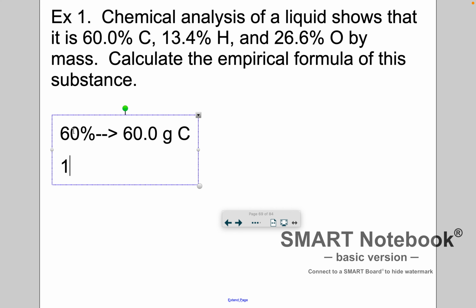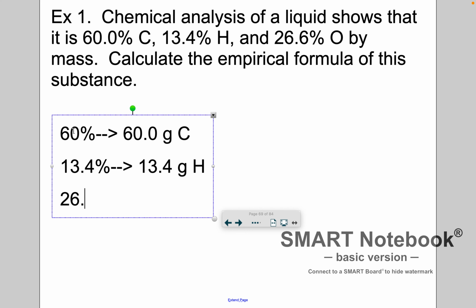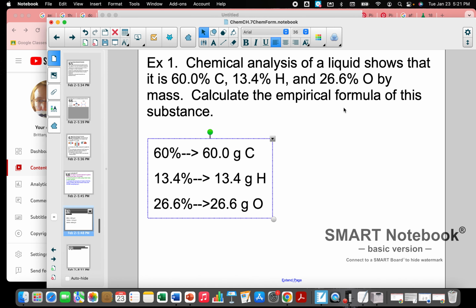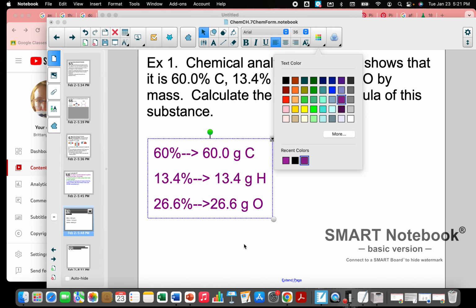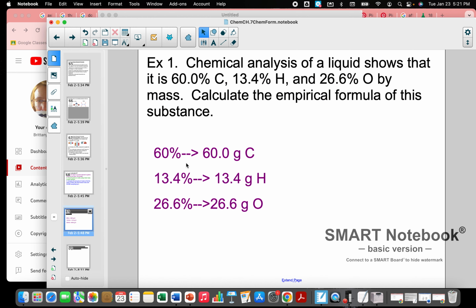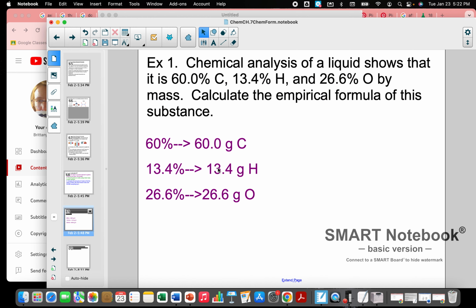13.4% hydrogen is now 13.4 grams of hydrogen, and 26.6% oxygen is now 26.6 grams of oxygen. Then I'm going to make this fancy and zoom out. Sorry, I should have done this earlier, and make it purple. So that's my first step: convert your mass percentage into grams. You're just going to assume you have 100 grams of it. Percentages have to equal 100. So here it is, step 1 is complete.